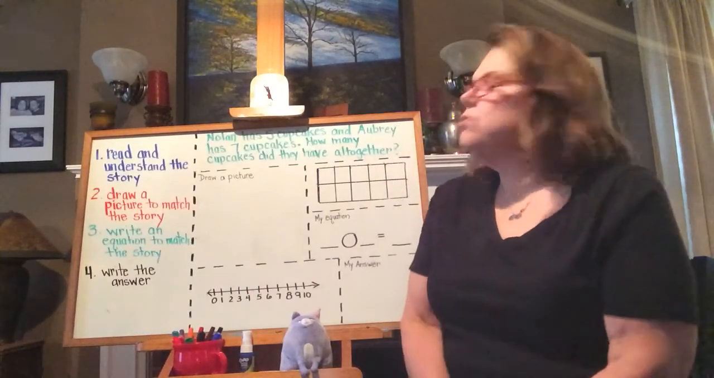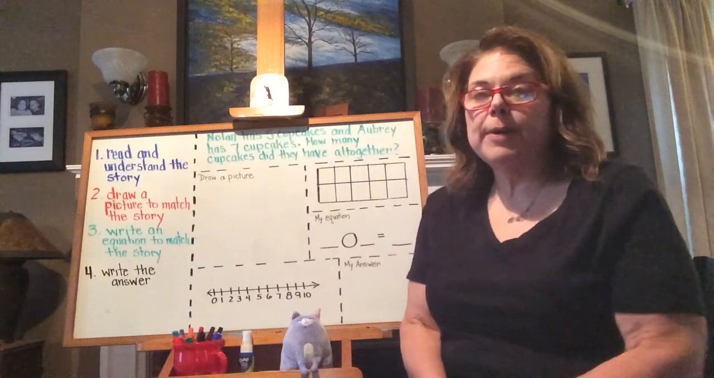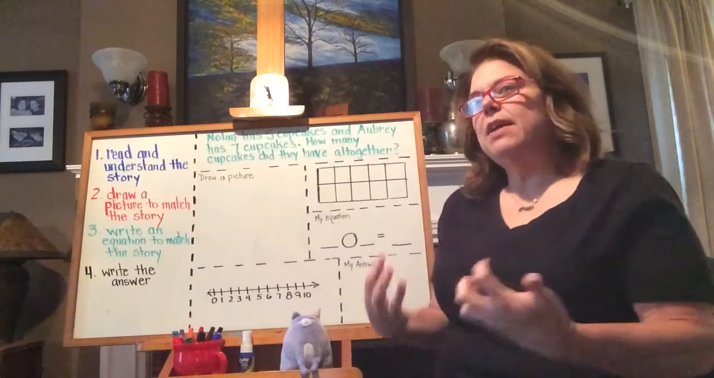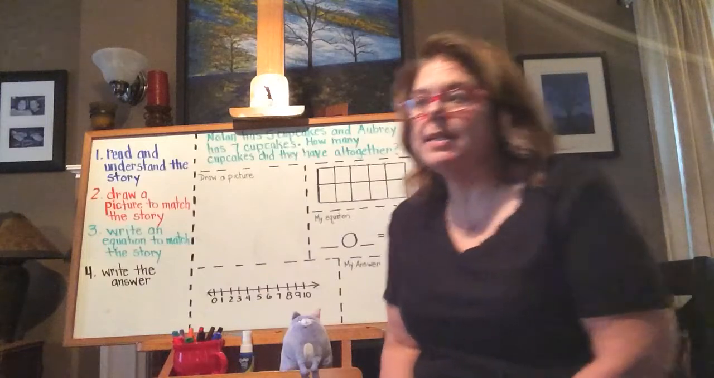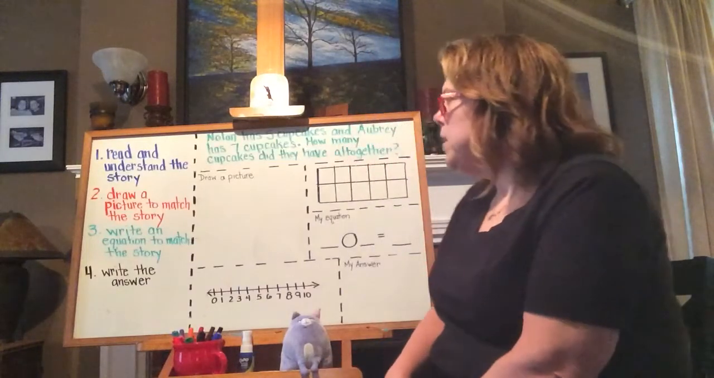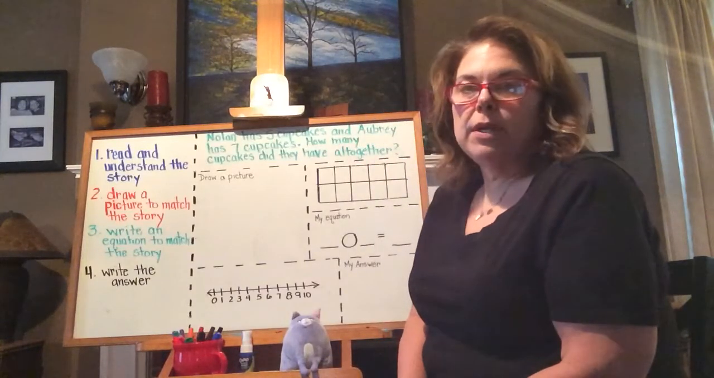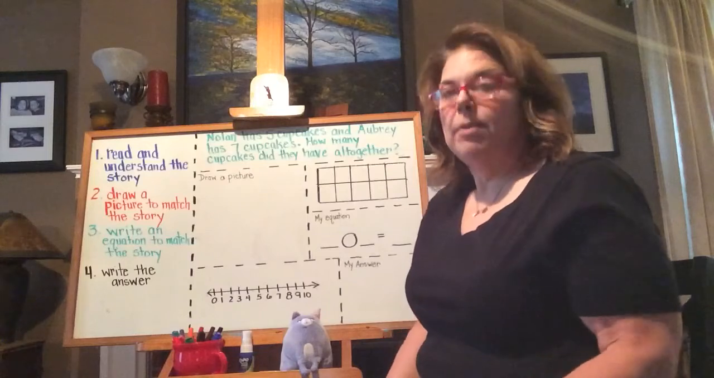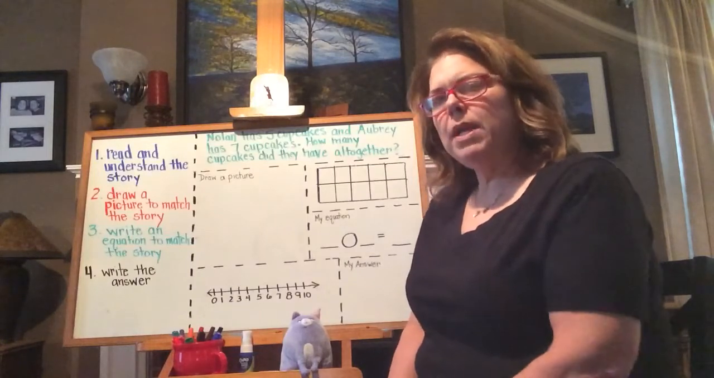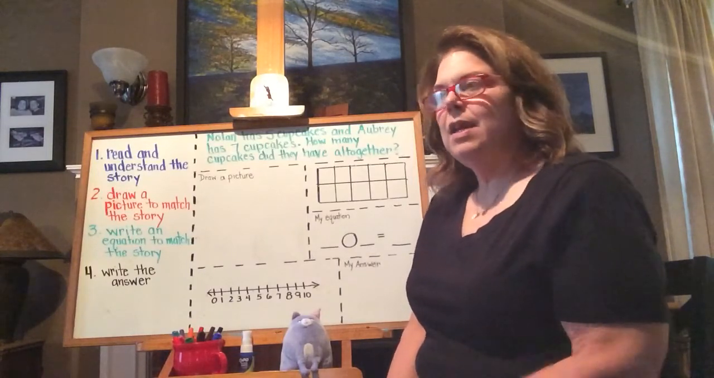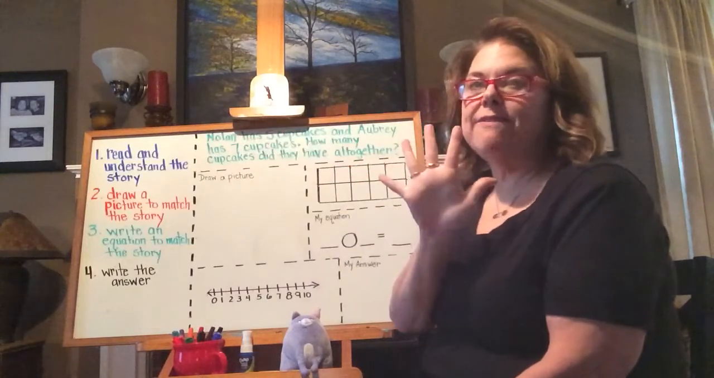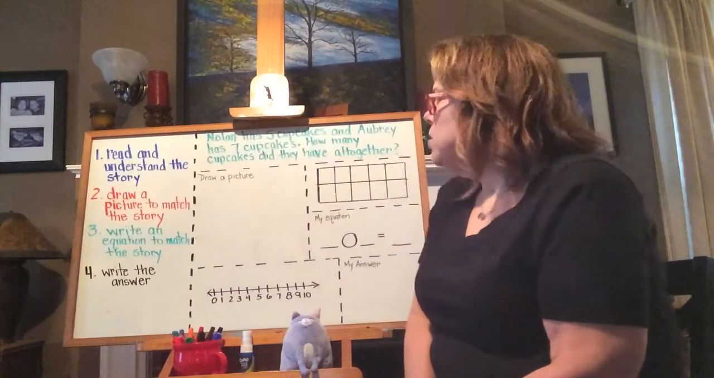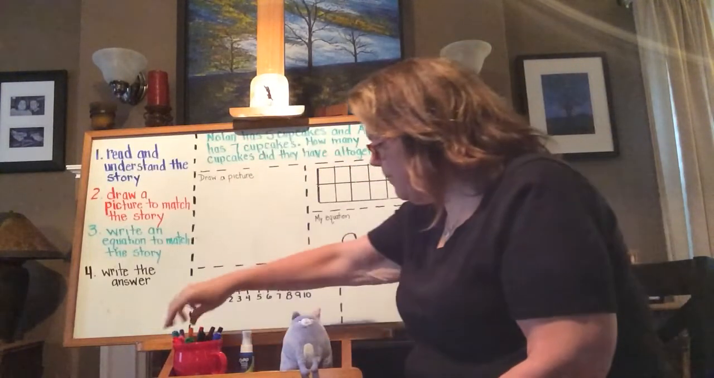Now number 2 says draw a picture to match the story. So my picture now has to tell that story. So if we're talking about cupcakes, I have to be able to draw cupcakes. Best I can. I don't have to be perfect. So the first thing I'm going to draw is the number of cupcakes that Nolan has. So how many cupcakes did Nolan have? I can't remember. I can always look back up in the story. Oh, it says he has 5. Yeah, 5. Good job. So I'm going to draw his 5 cupcakes.